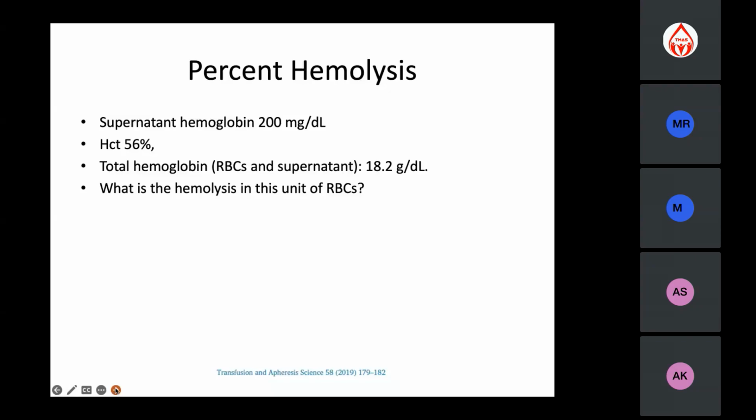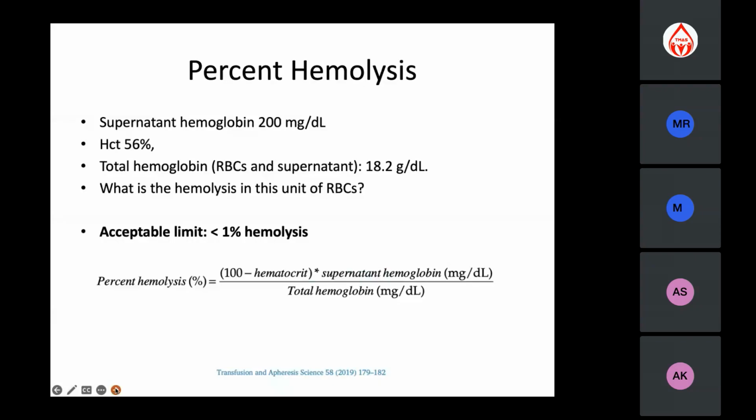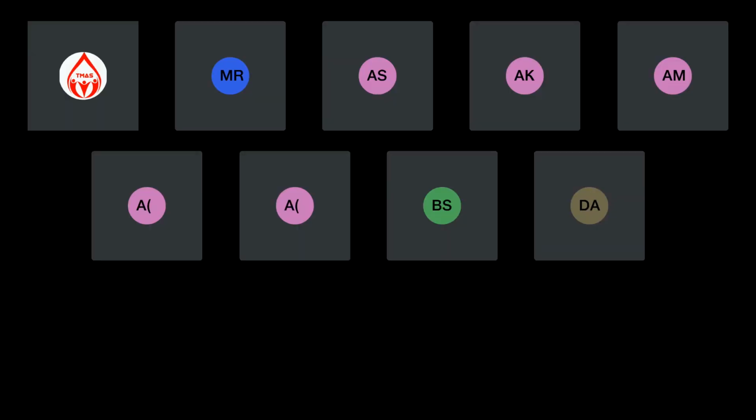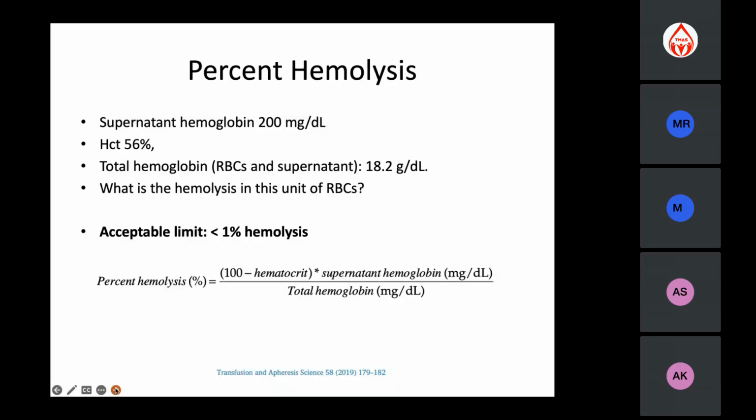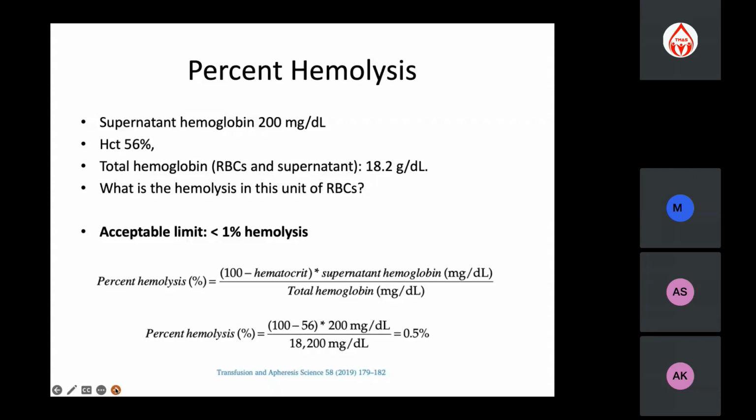We know the acceptable limit for RBC hemolysis in the unit should be less than 1%. So the percentage hemolysis can be calculated as 100 minus the hematocrit of the bag into the supernatant hemoglobin from the plasma hemoglobinometer divided by the total hemoglobin available in the bag. So it is 100 minus 56% into 200 milligram per deciliter, the value from the plasma hemoglobin, divided by the total hemoglobin available in the bag. It comes around 0.5%. So the bag is within the acceptable limit of hemolysis.